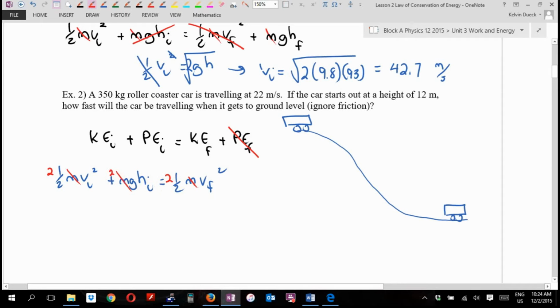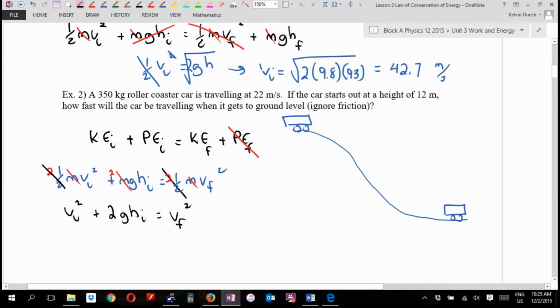Is that legal? Did I multiply everything by 2? So it is legal. Why did I do that? Because what's a half times 2? And I get this: Vi squared plus 2ghi equals Vf squared.